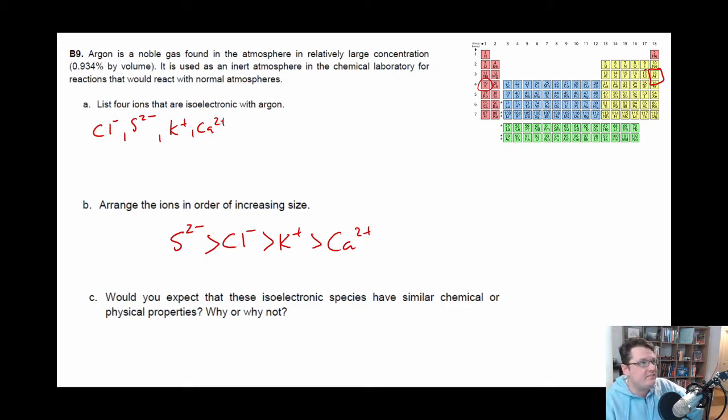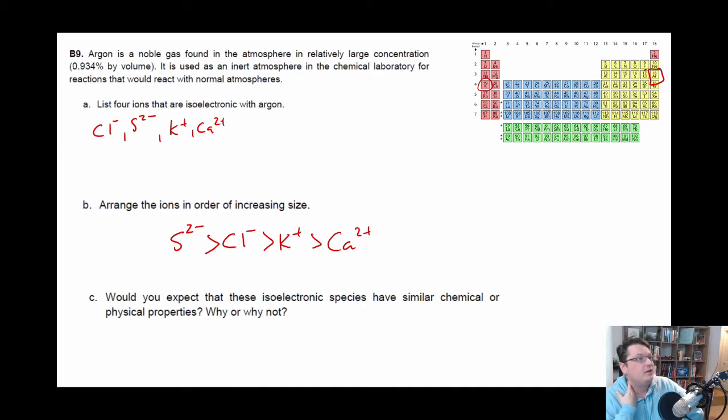Because the Z effective is going to be higher on those ions comparatively. Now they're feeling much more of the nucleus because there's less electrons for it all to get distributed on. And so even though all 4 of those have the exact same electronic configuration, because they all have different amounts of protons, that's going to change how big the overall radius of that ion actually is in those cases. So part C, would you expect these isoelectronic species to have similar chemical or physical properties?